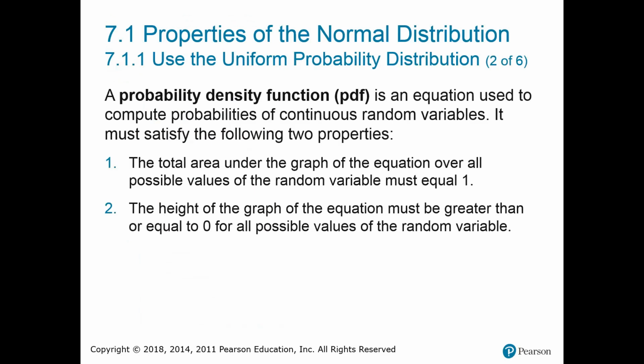A probability density function, or a PDF, is an equation used to compute probabilities of continuous random variables. It must satisfy the following two properties. 1. The total area under the graph of the equation over all possible values of the random variable must equal 1, and the height of the graph of the equation must be greater than or equal to 0 for all possible values of the random variable.